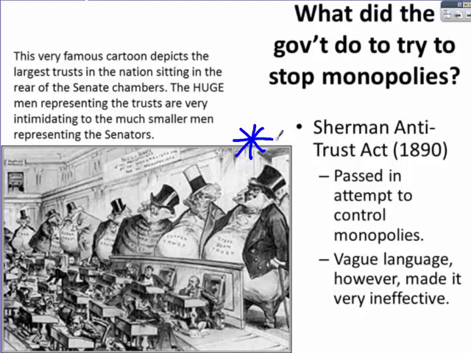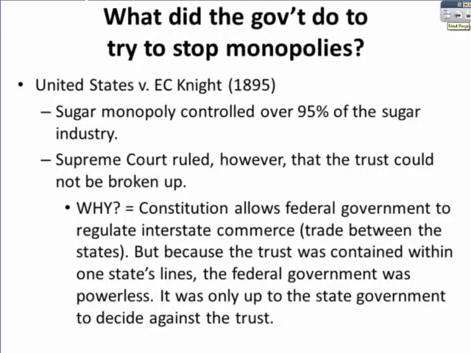Sometimes these men did so out of fear. Other times they were probably being paid off or had their election campaigns contributed to by some of the corrupt businessmen. Lastly, the United States versus E.C. Knight in 1895. This is a case where a sugar monopoly is controlling over 95% of the sugar industry. The federal government tries to take action against that sugar trust, but the Supreme Court ruled that the trust could not be broken up. Why is that?